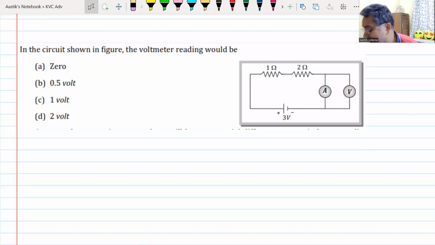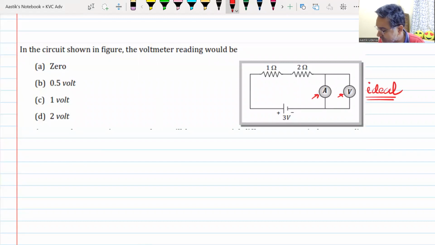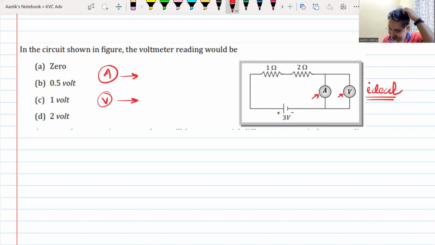Anyways, in the circuit shown in the figure, what is the reading of the voltmeter? Remember, both this ammeter and voltmeter would be taken as ideal. I hope you understand the meaning of ideal. So, assuming that both this ammeter and this voltmeter are ideal, you can tell me both the answers. What is the reading of the ammeter? Second question, what is the reading of the voltmeter? Both of them are ideal.